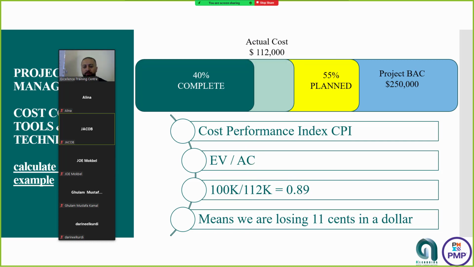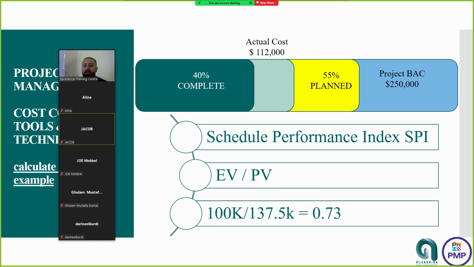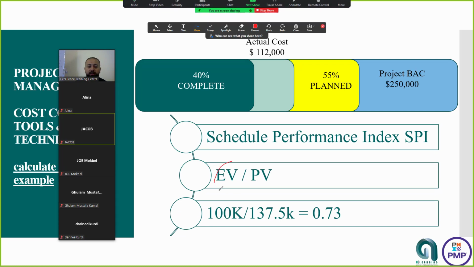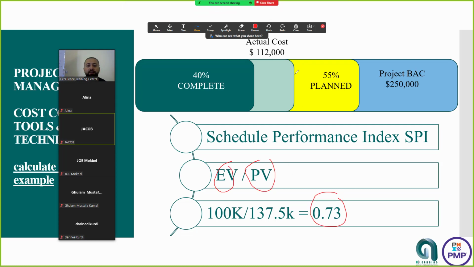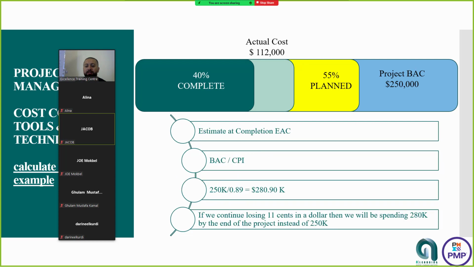Great. So let's move forward. Schedule performance index equals EV divided by PV. We have calculated this. It's 0.73, which is less than 1, which means a negative impact on the schedule, which means we are behind schedule.